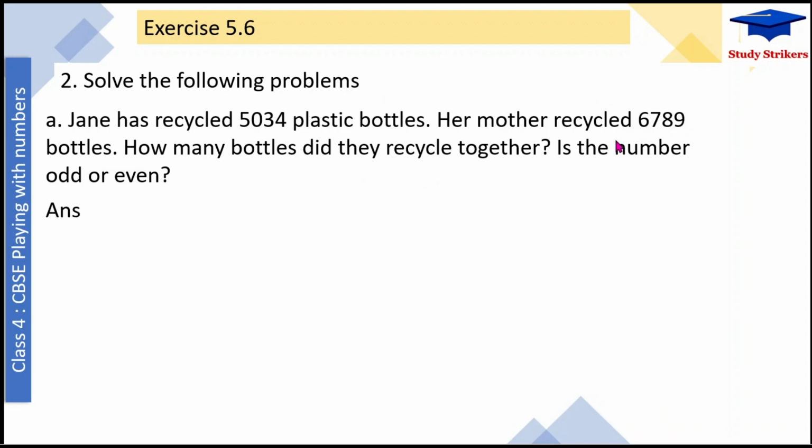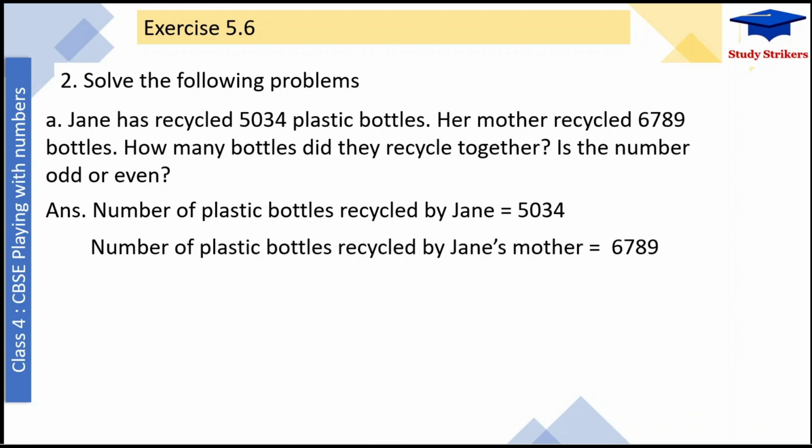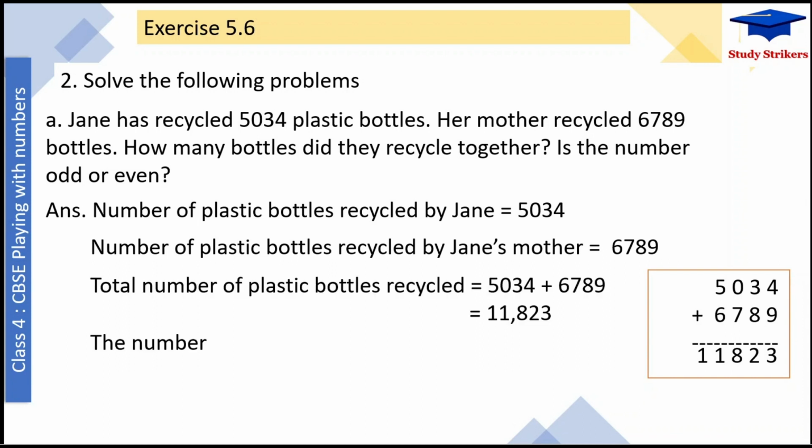So let's add. We'll write it like this. Number of plastic bottles recycled by Jen equals 5034. Number of plastic bottles recycled by Jen's mother equals 6789. If we add them together, we will get 11,823. So this is the total number of plastic bottles recycled, and the number 11,823 is an odd number.